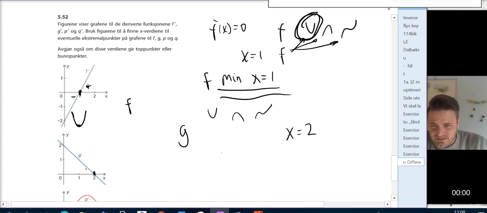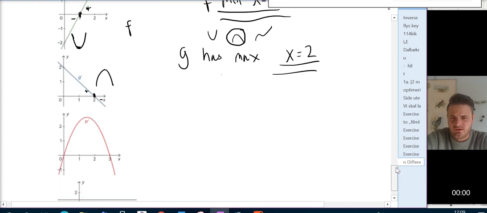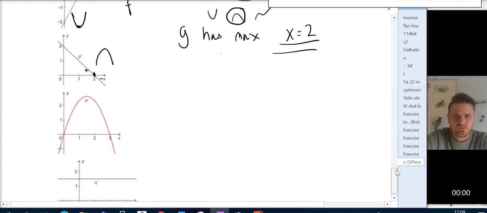And we see that the derivative is first positive, then it is negative, which means that g of x is first increasing and then decreasing. So this means that we have a maximum point. So g has a maximum point when x is equal to 2. So that was what this exercise is all about, and you can try P and Q on your own.